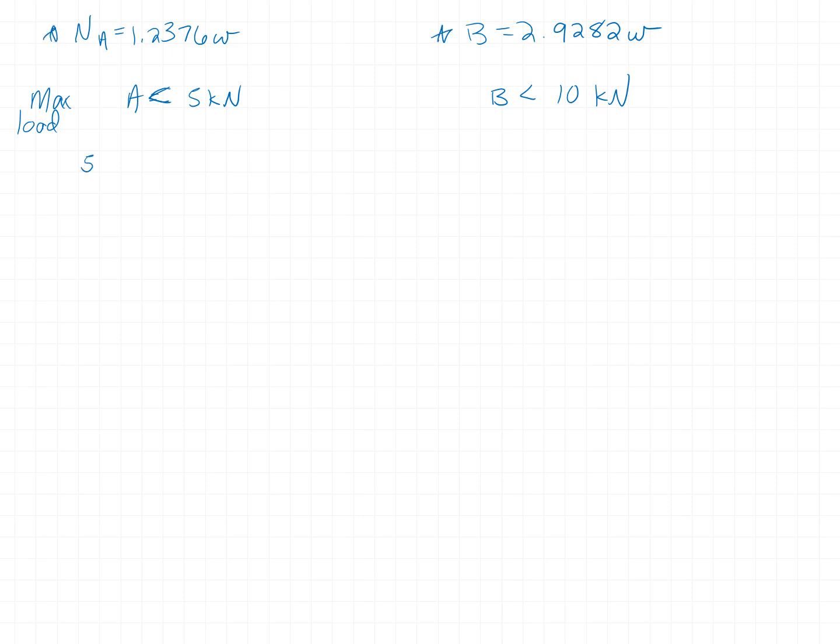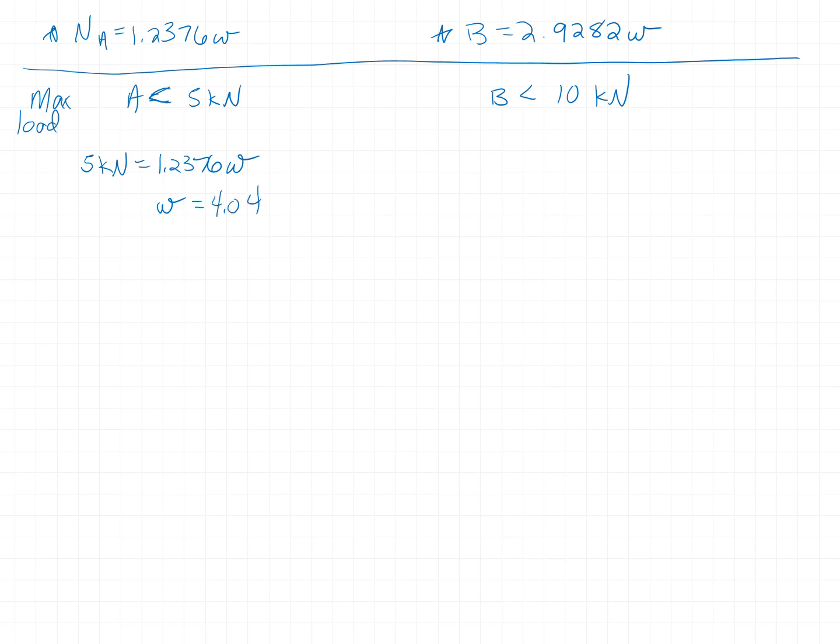So I get 5 kilonewtons equals 1.2376 W, and I can find the max distributed load for this case is 4.04 kilonewtons, and then I can put 10 kilonewtons in on this side for B equals 2.9282 W, and I can solve for W as 3.341 kilonewtons. This one will be our limiting factor, so that's our max distributed load for this case.